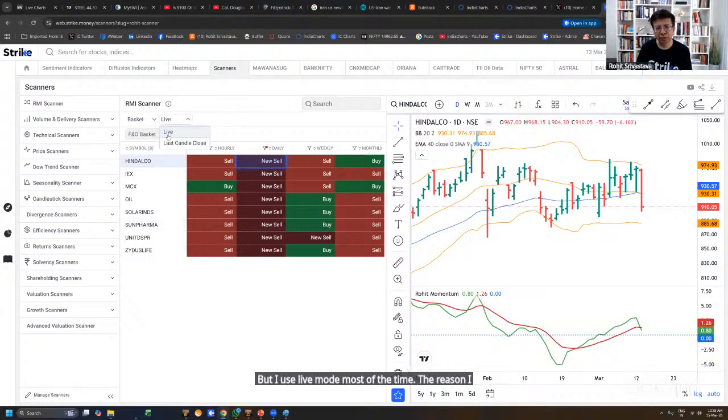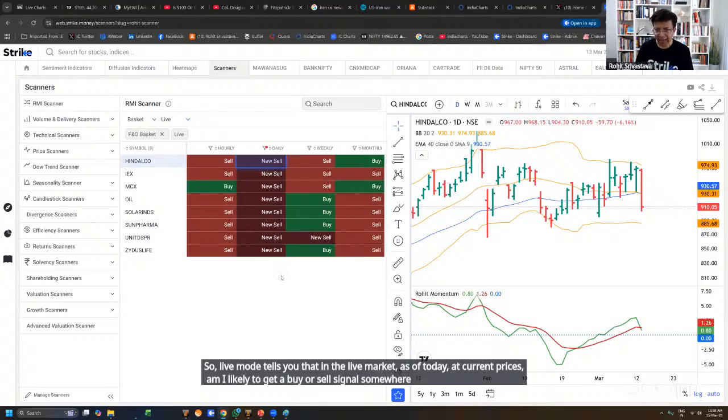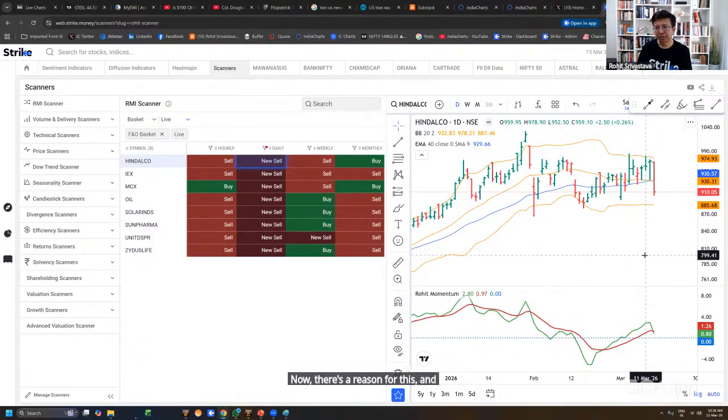The reason I use live mode is, why do I want to wait for 3:15? I want to know at 2 o'clock itself where the buy sell signals are likely to come. So live mode tells you that in the live market, as of today, at current prices, am I likely to get a buy or sell signal somewhere? And then you have time to execute it at 3:30. Now there's a reason for this, and I'll tell you the reason.